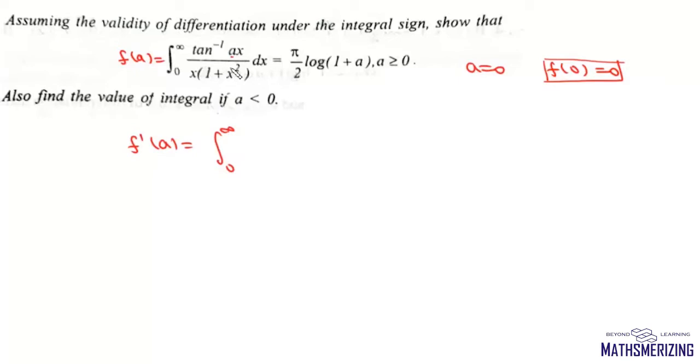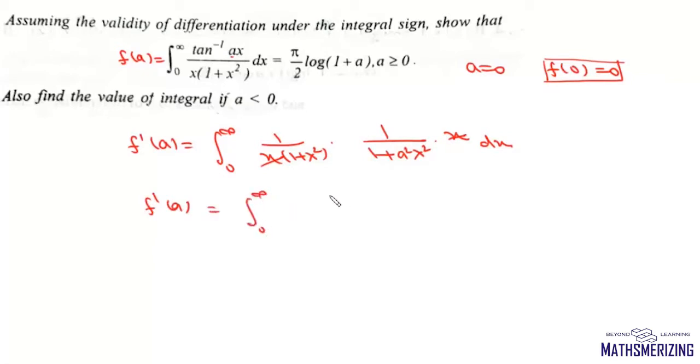Now Leibniz rule says we have to differentiate this function partially with respect to a. Now we can write this as 1 upon x into 1 plus x square. And then when we differentiate this function, we'll write this as 1 upon 1 plus a square x square into x. Now here x and x will cancel. We'll write this as dx. So this f dash a will be this integral from 0 to infinite dx upon 1 plus x square into 1 plus a square x square.